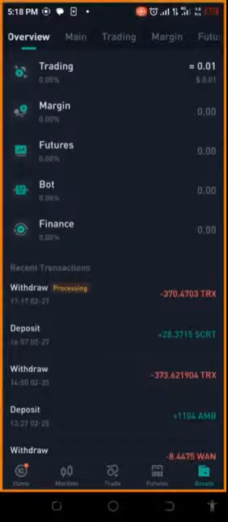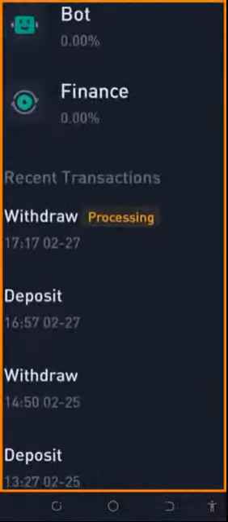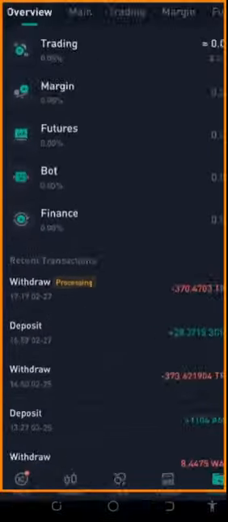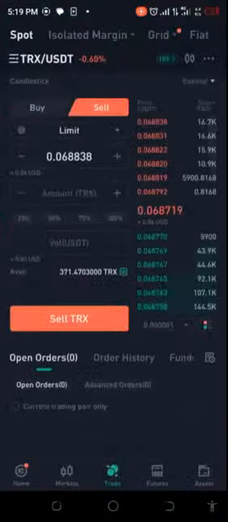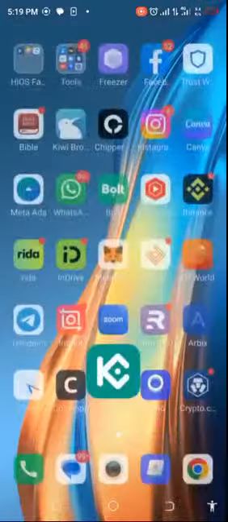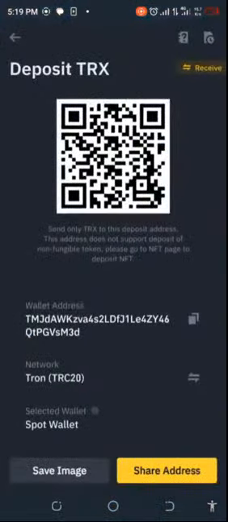Okay, so currently it's processing. As you can see, it's processing. So let's just hope it doesn't take too much time, and let's hope by the time we get over to Binance, the price will be favorable. Okay, let's go and check what's going on in Binance. Let's check very quickly and then let's see how this goes.